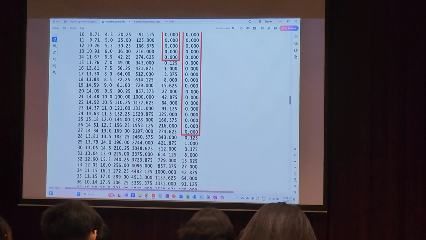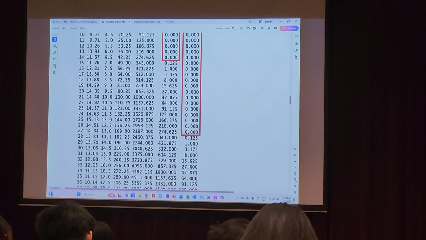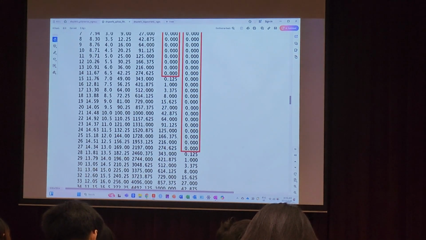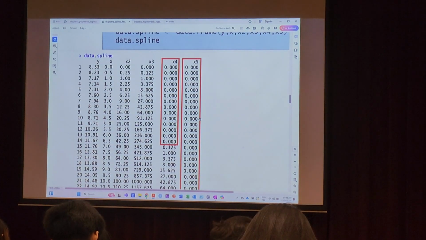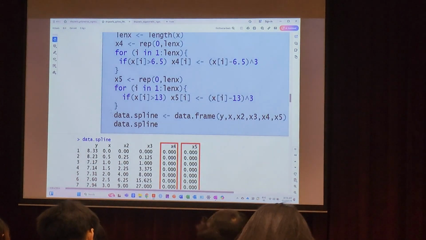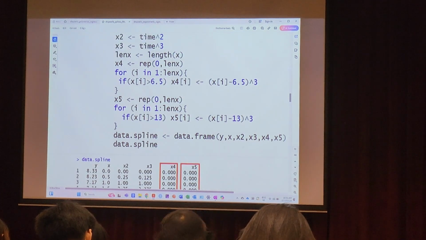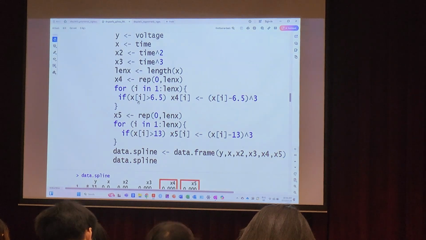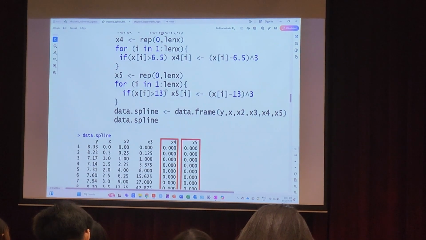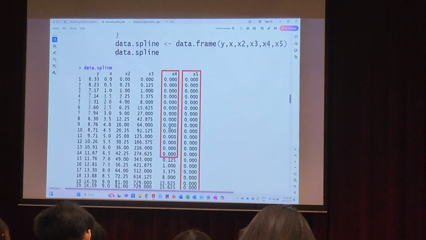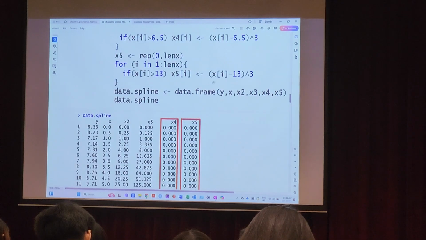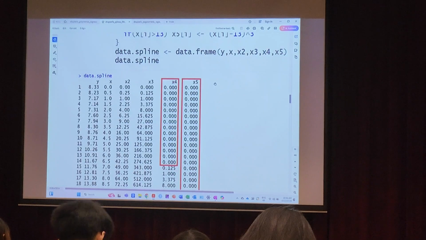You get it? So the idea is to get all these regressor variables calculated. You can read this R program on your own. I think it's quite easy to understand. Basically, I just set a condition, if it is less than 6.5, I set it to be 0. Otherwise, I calculate xi minus 6.5 to the power 3.